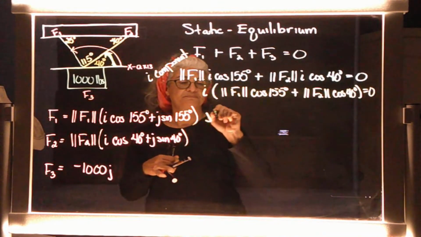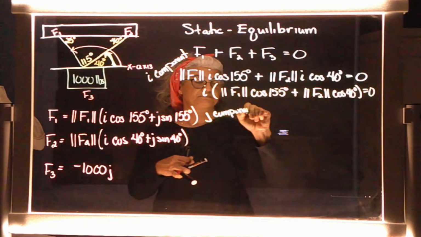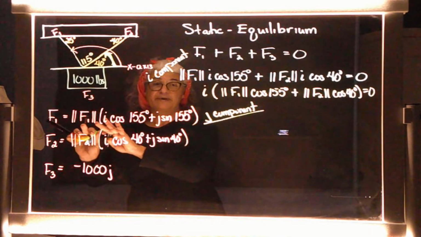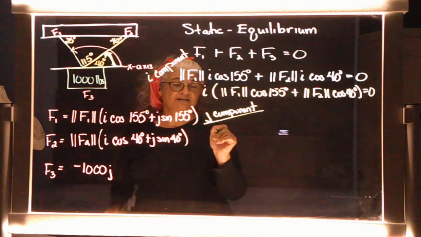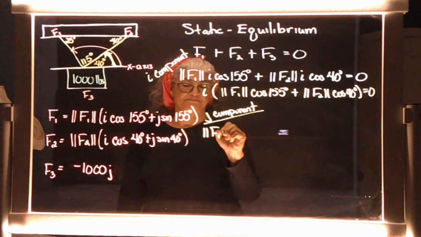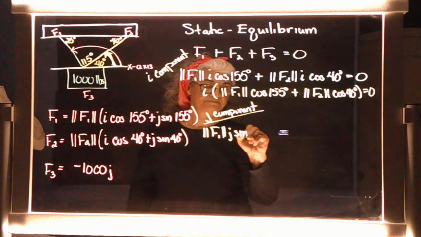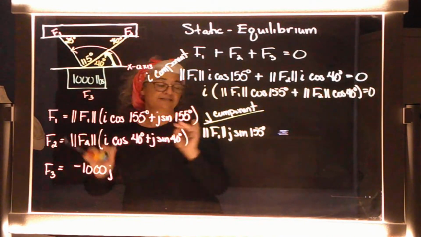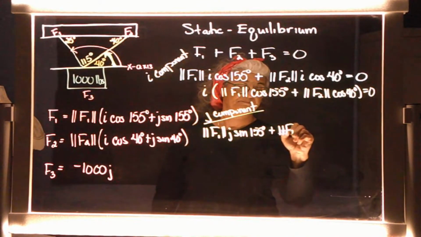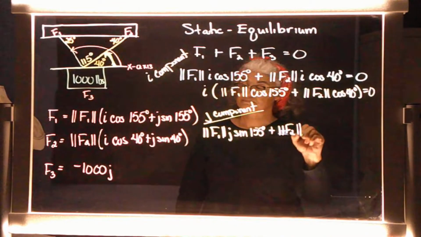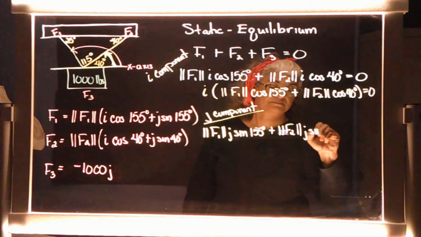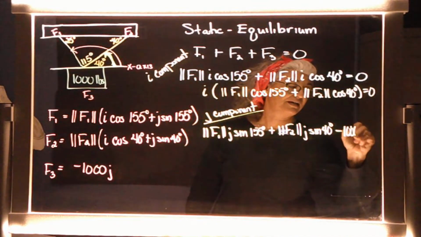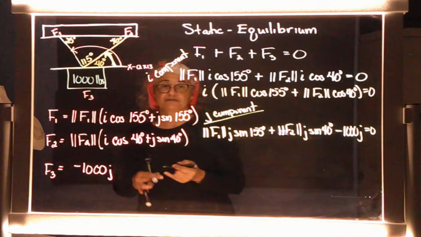So, the J components, again, I'm going to take the magnitude of F1 and multiply it by this J component. And I'm going to take the magnitude of F2 and multiply it by this J component. But I have one more J component. I've got that third one. We're minusing 1,000J. And that has to equal 0.